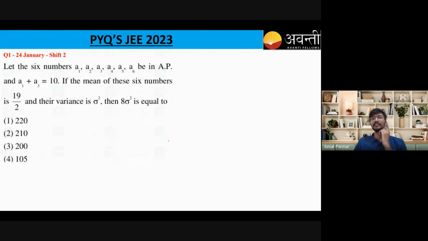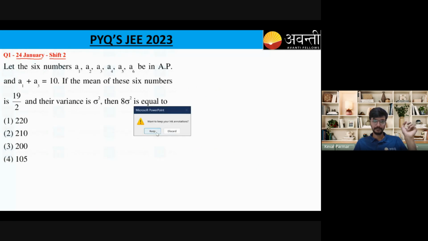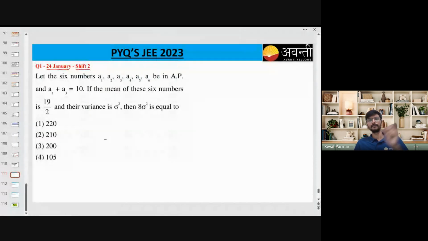Now, next thing is the PYQs. So here are the PYQs of JEE Main 2023. As you can see here, the dates are also here. It is of 24th January, the afternoon shift. So let's see. I hope you are familiar with AP. It's very simple. I'll end the slideshow and we'll do it here.